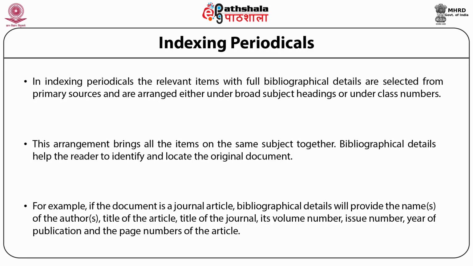On the other hand, in abstracting periodicals, the contents of the selected items are condensed or summarized, called abstracts, along with bibliographical details of the document. Bibliographical details remain the same as in the indexing periodicals; only an abstract is added to the bibliographical details. At times, a well-prepared abstract serves as a substitute for the original document. Abstracting periodicals also provide author and subject indexes.